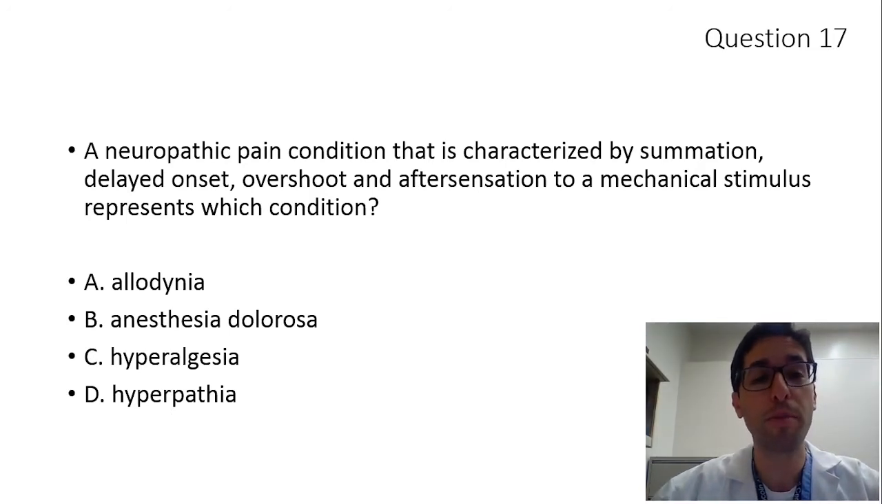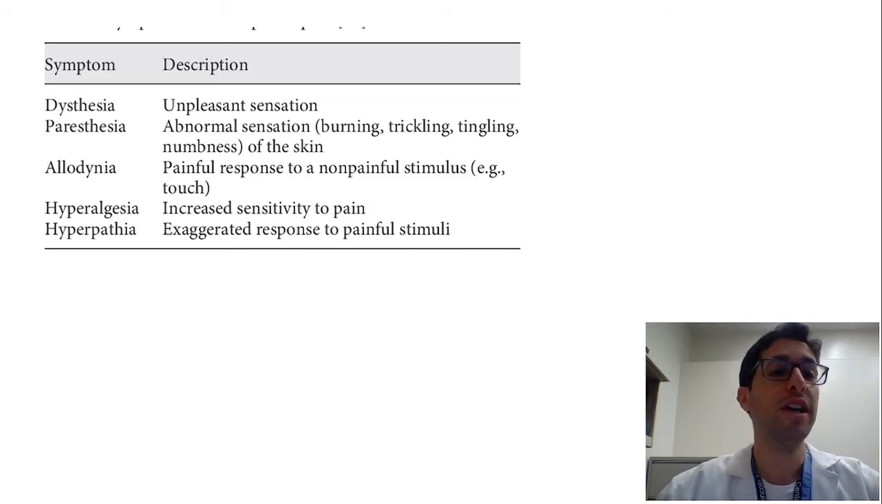It's either hyperalgesia or hyperpathia. So I'm going to read you the definitions one more time. Allodynia is pain from a non-painful stimulus, like touch. It's not that. We're not talking about allodynia, so we can rule that out. Hyperalgesia and hyperpathia, if you look at the definitions, they're basically the same thing. So it's very hard to differentiate them. Increased sensitivity to pain and exaggerated response to pain. So the only realistic way to differentiate them is usually they're used in different situations.